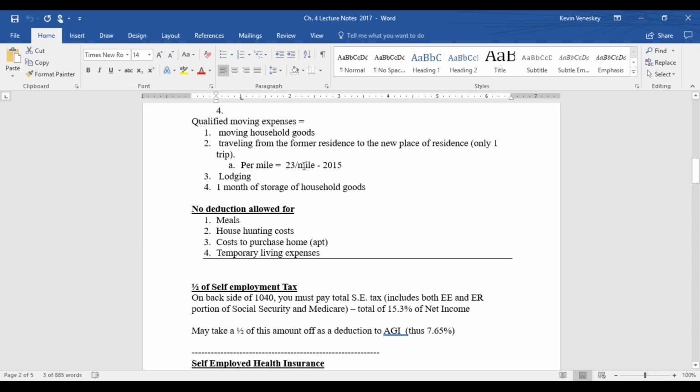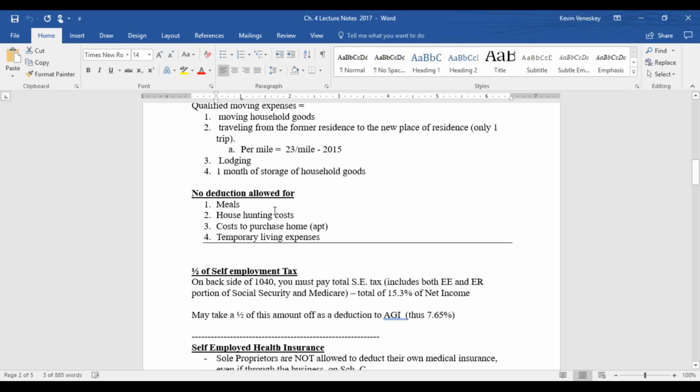And when I say this per mile, this doesn't include back and forth. This includes a one-time trip to get down there. You can't take multiple trips and count all of those miles. It's just a one-time item. Notice here there's no deduction allowed for the eating of meals. You're going to have to eat anyway, so they're not giving you any deduction there.